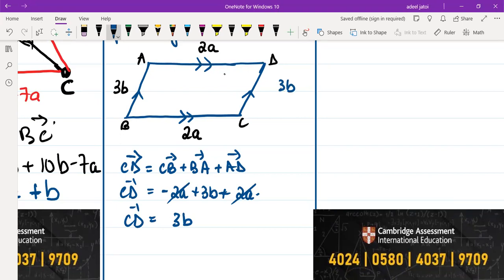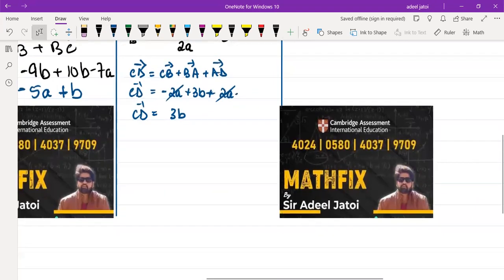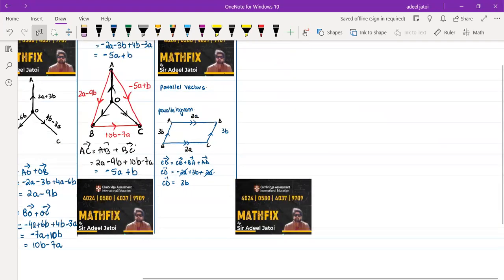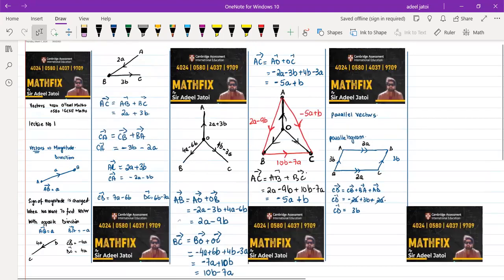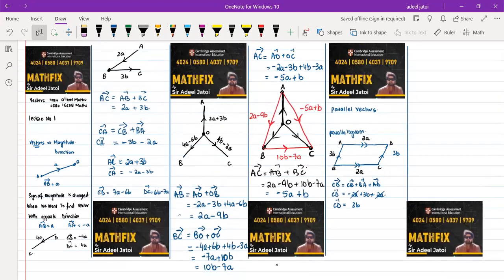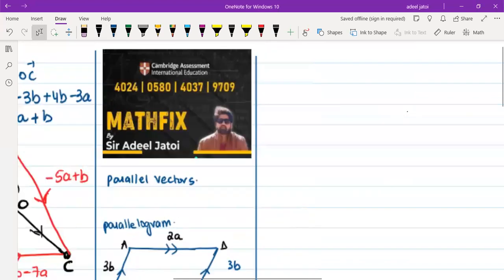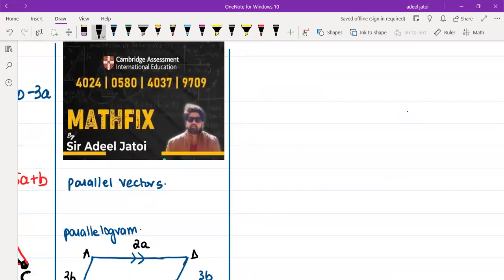Why? Because these are a parallelogram. Considering it. Now, with the same example, the other example, let's work on that.